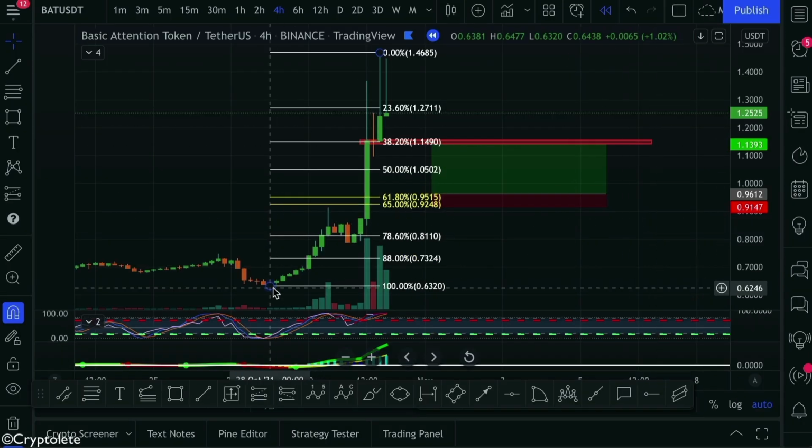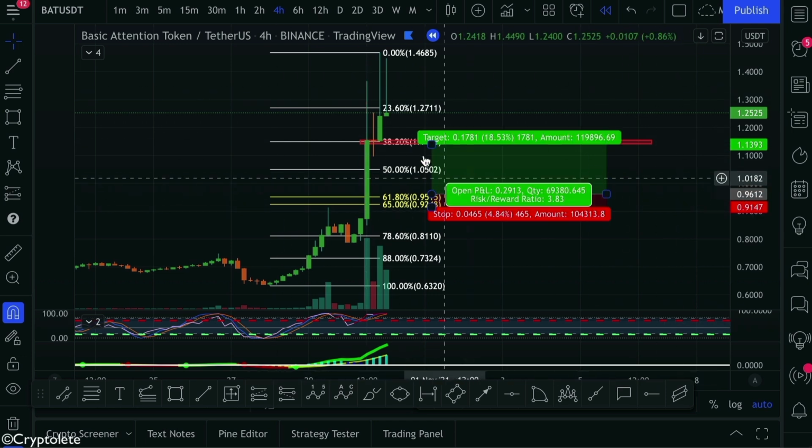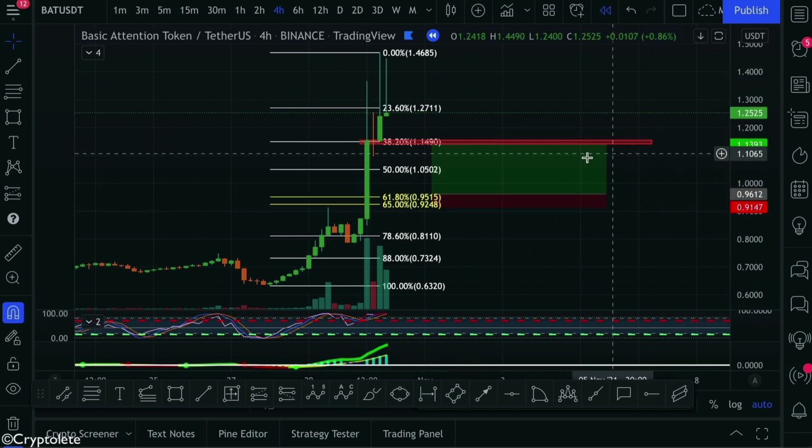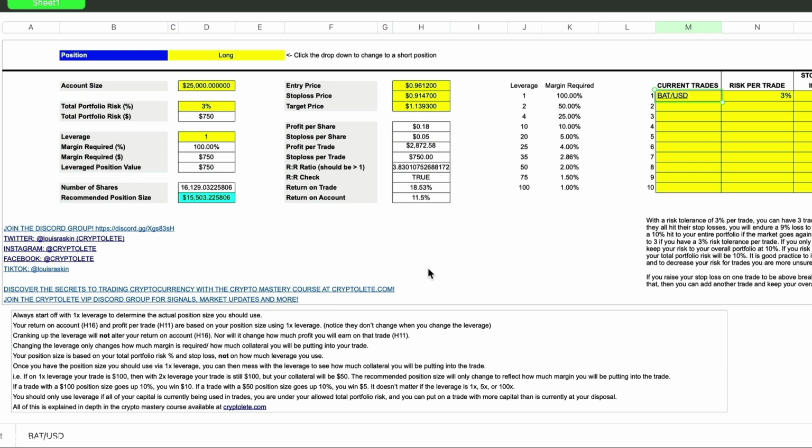Okay, so now at this point, you created the trade in TradingView. You know what you want to actually trade. You went into the trading calculator and you actually got the correct position size that you should put into your trade.